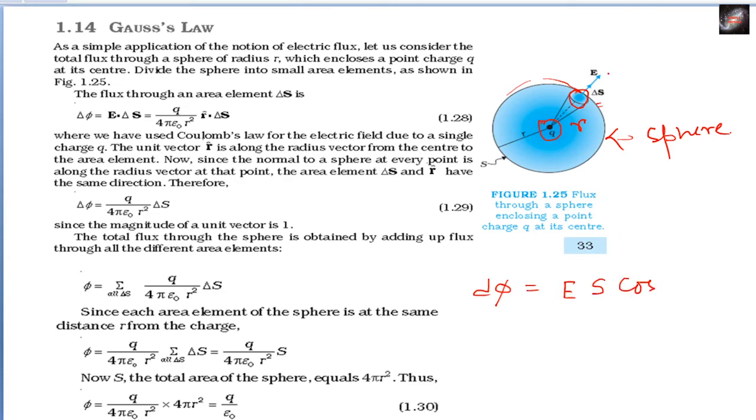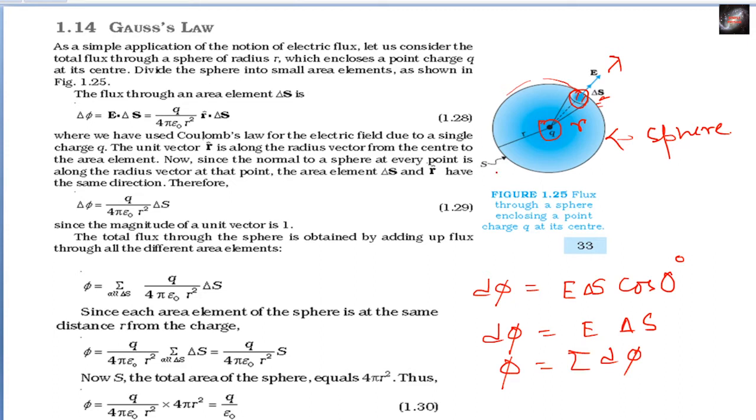Theta is the angle between the electric field and the orientation of the surface delta S. Here you just observe that this surface and the electric field are parallel to each other, so the angle is 0 degree. The electric flux is simply E into delta S. Delta S is a small elementary surface. So what would be the total flux? Total flux is the sum of delta phi. Delta phi का sum लेना पड़ेगा.